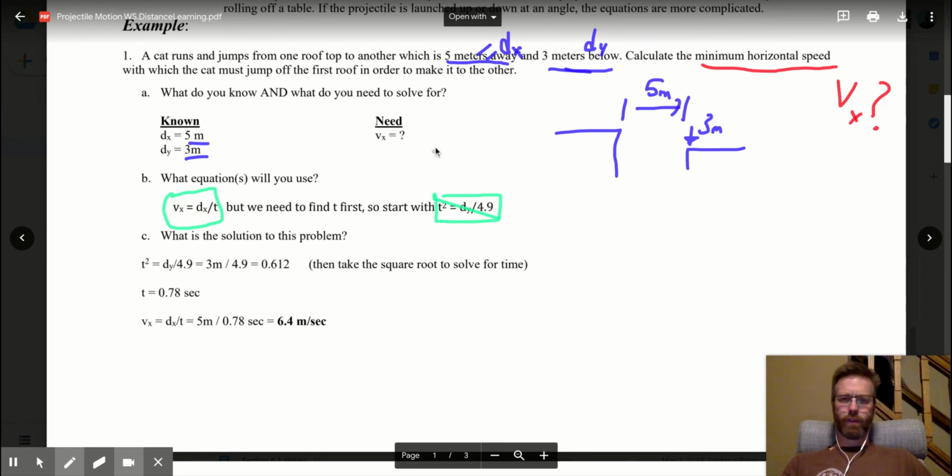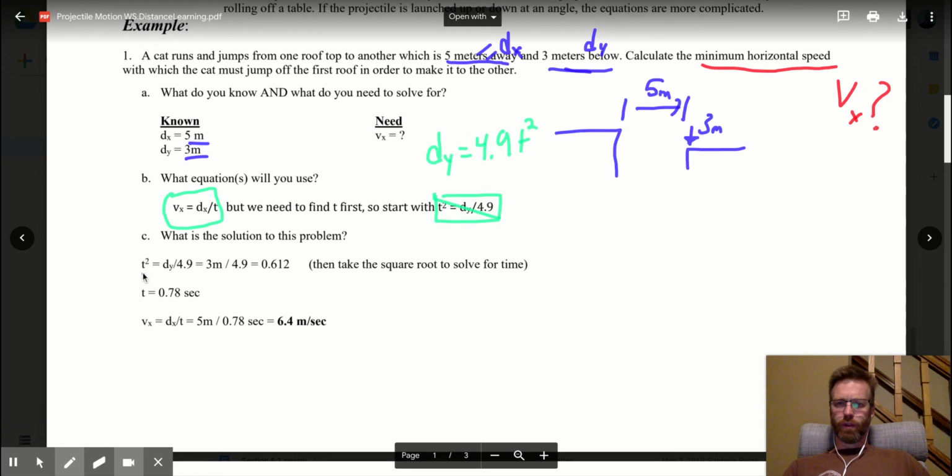Where did that come from? Well, you know the vertical distance is 4.9t squared. And if you take that and rearrange it for t squared, of course, you can divide both sides by 4.9. That's what happened. Anyway, so we started out with the equation that does horizontal, because that includes what we need. We got stuck, so we had to use the other one, and then we came back. What's the solution to the problem?